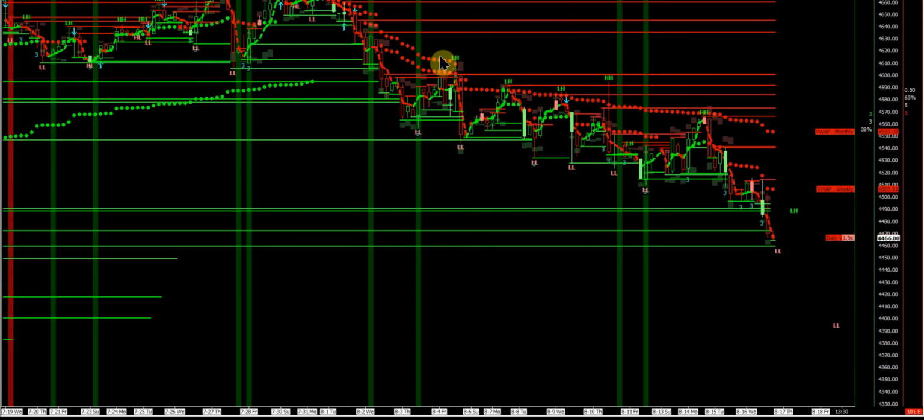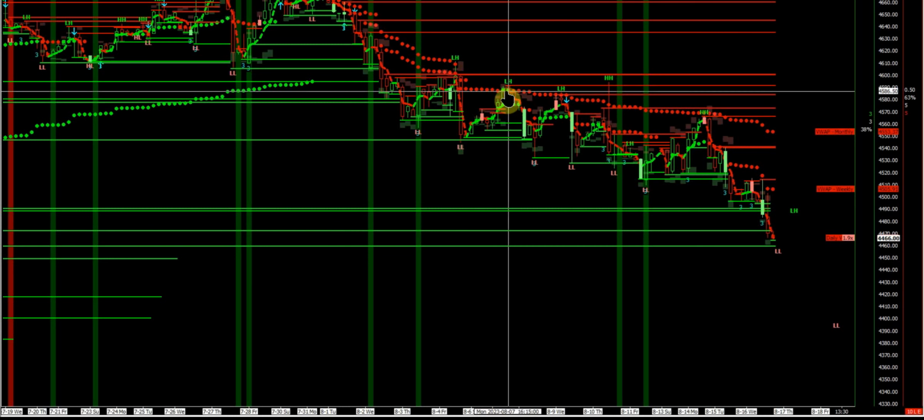You could get back in here, get back in here, okay? And then there was a spike run right there. That was basically a stop run for people that entered here at the end of the day. That was number one. It could have been a stop run, but then again, it could have been.